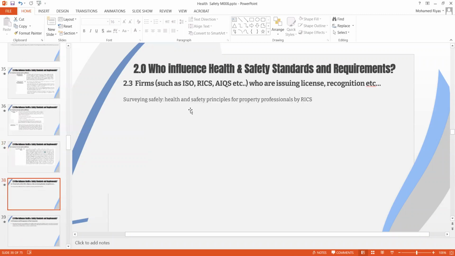The third one is the firms like ISO, RICS, AIQS. They have their own standards to be followed at the workplace, and as an individual, you need to make sure, as a RICS chartered surveyor, there are safety standards already in place for the RICS. So these people like ISO have a certain standard. If you meet it, they issue the certificate, which is the ISO standard certificate. So these are the indirect ways they have influence on health and safety standards.